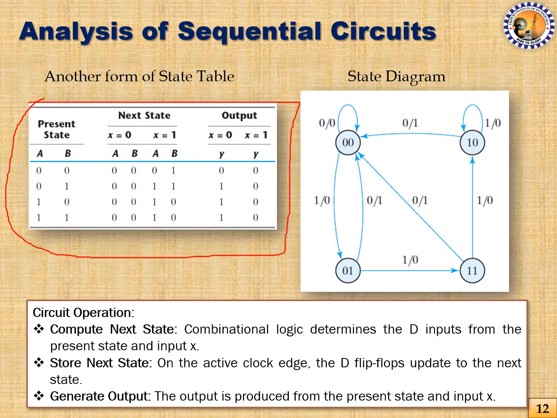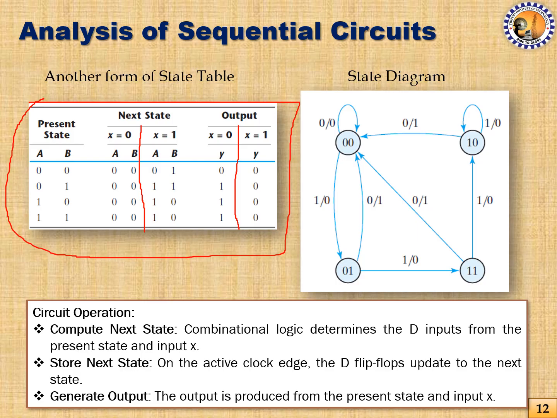Here, the first two columns represent the present state A and B, and in the next state, you can see that for x equal to 0 and x equal to 1, two different conditions occur. So the table length has been decreased to half, and for the output also two different conditions occur, for x equal to 0 and x equal to 1. So this is the same state table, but in another representation, which is in compact form.